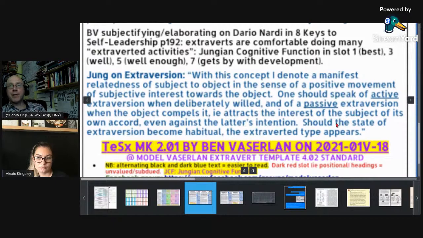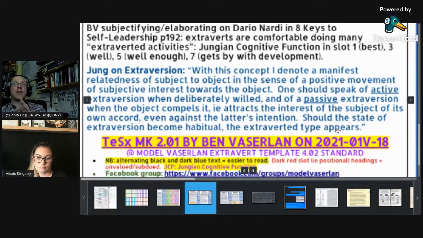Again, passive active, even against the latter's intention. Should the state of extroversion become habitual, the extroverted type appears. Now, it's an interesting way that Jung has phrased that, in that if someone does the activity, then I'm going to label it as an extroverted type, rather than someone being an introvert or an extrovert. It's an interesting way of phrasing it.